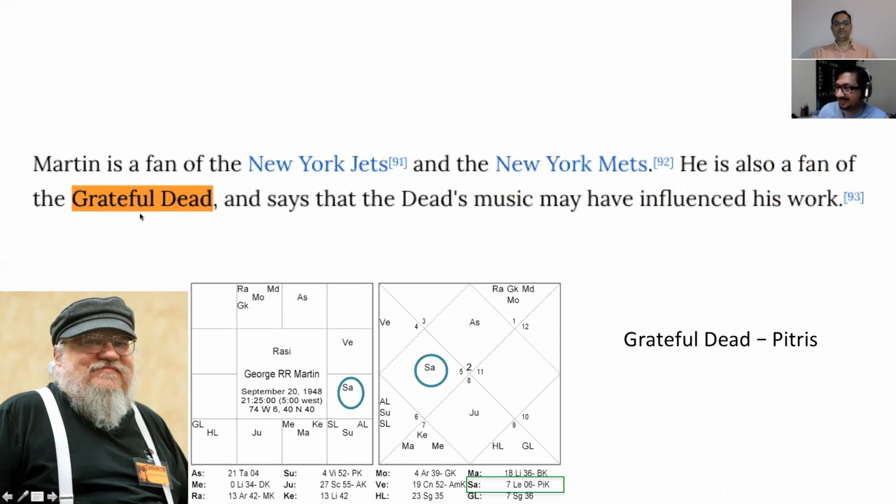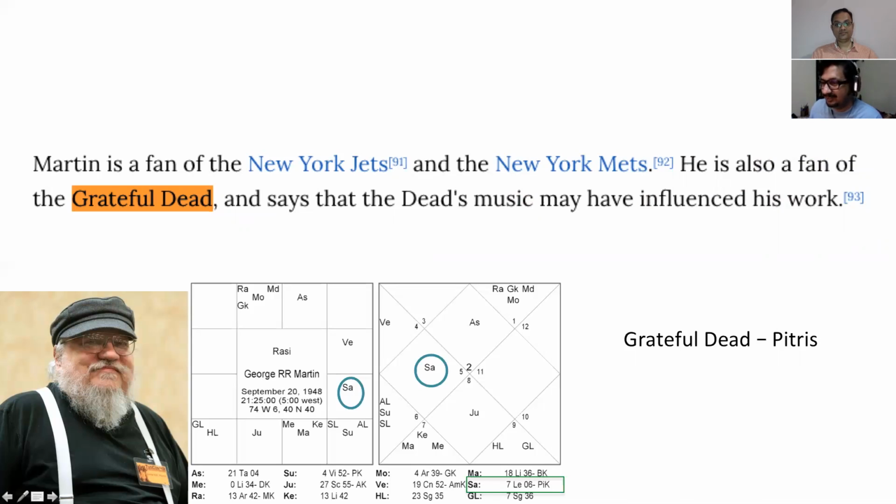And finally, he's a fan of the New York Jets, the New York Mets, and he's also a fan of the Grateful Dead. So Grateful Dead is directly showing the connection with Pitris. It's not the Grateful Alive, but the Grateful Dead. So it's like Pitris are dead people to whom we should be grateful. So he's definitely a fan of the Grateful Dead, and you can see these Magha themes of dead people coming up. So this is the last slide.